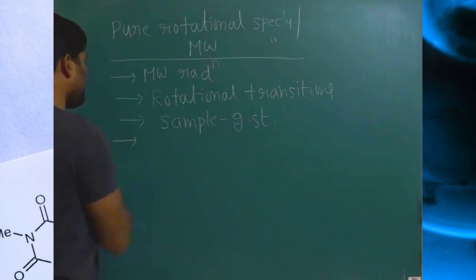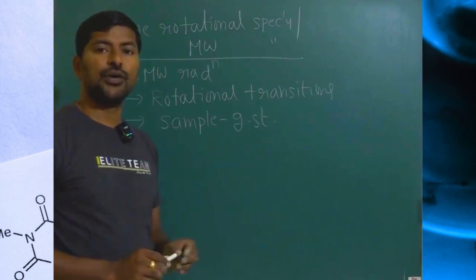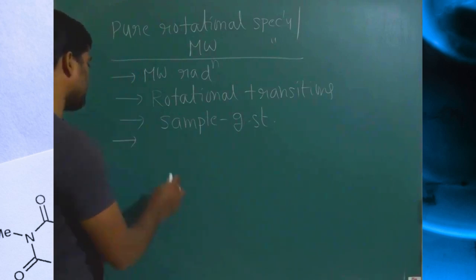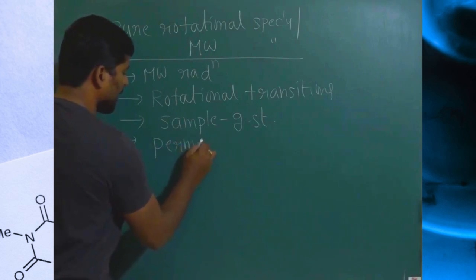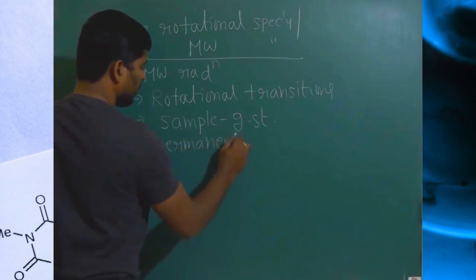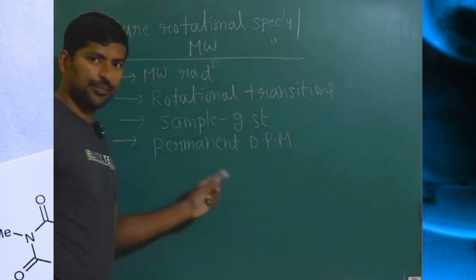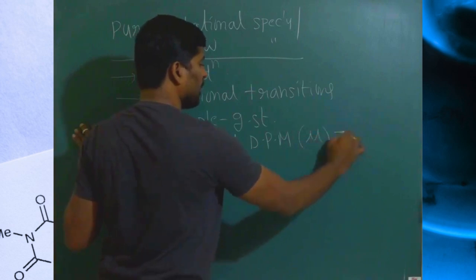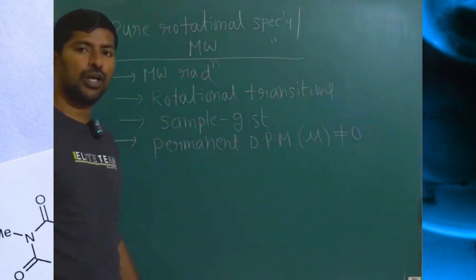And what is the condition to show microwave spectra? This is important. The condition is that the molecules have to possess a permanent dipole moment. So the dipole moment of the molecule should not be equal to 0. They have to possess some net dipole moment.